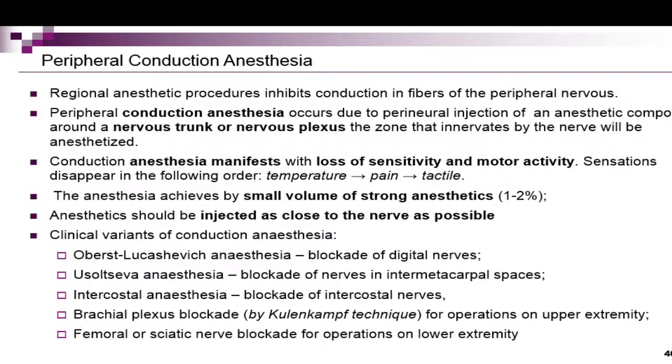Intermetacarpal spaces, also an anesthesia. Blockade of intercostal nerves, this is intercostal anesthesia. And femoral and sciatic nerve blockade for operations on lower extremities. And we can anesthetize the brachial plexus by the Kulenkampff technique for operations on the upper extremity.